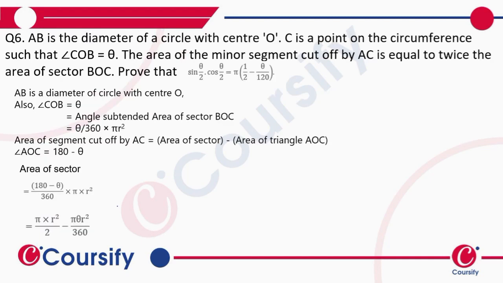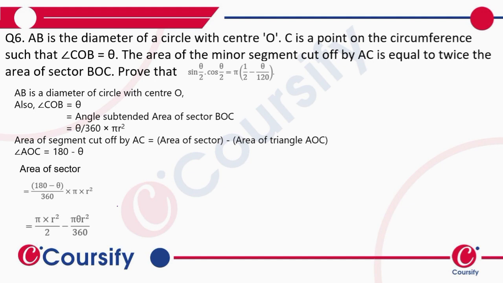AB is the diameter of a circle with center O. C is a point on the circumference such that angle COB is theta. The area of the minor segment cut off by AC is equal to twice the area of the sector BOC. Prove that sine theta by 2 cos theta by 2 is pi into (1 by 2 minus theta by 120).